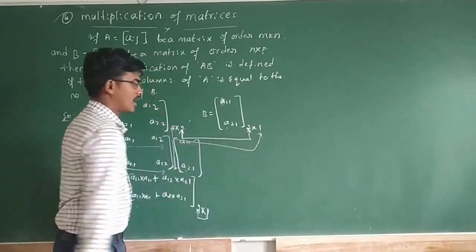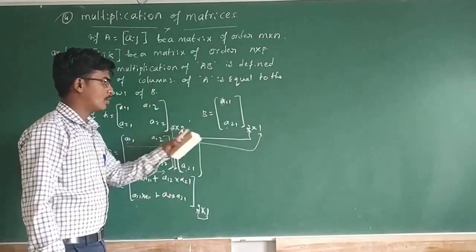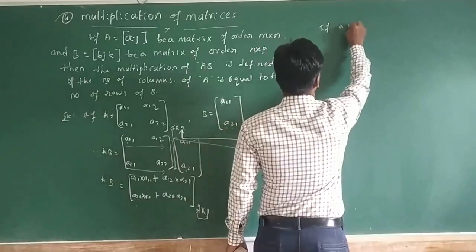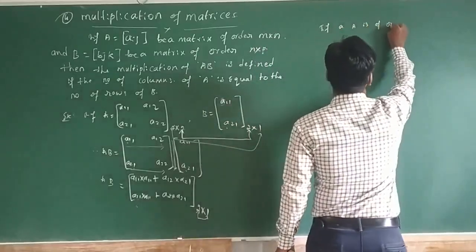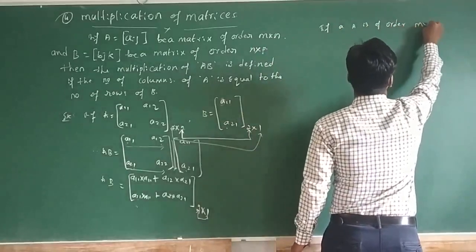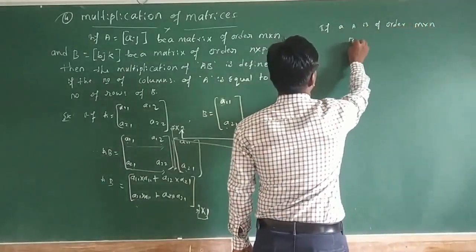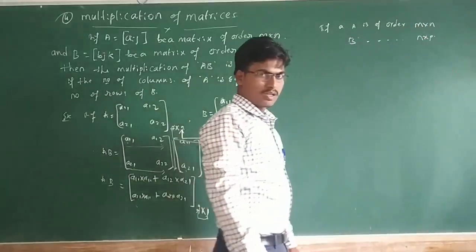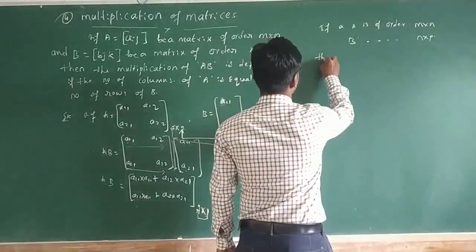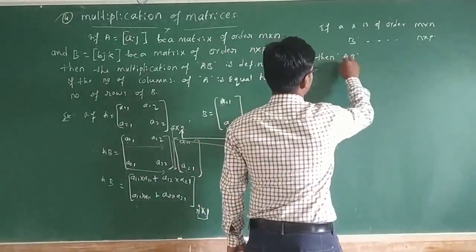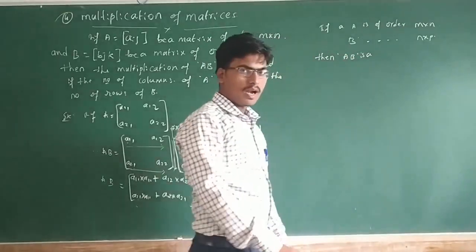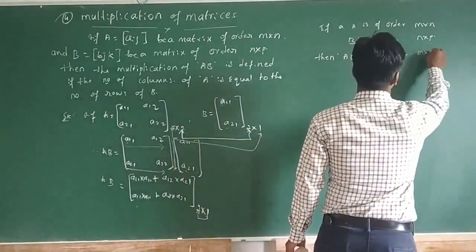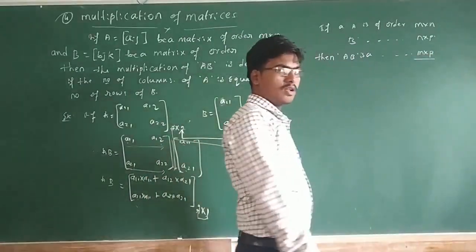After multiplication of matrices, we get a matrix of order 2 by 1. That is, if a matrix A is of order m by n and matrix B is of order n by p, then AB is a matrix of order m by p.